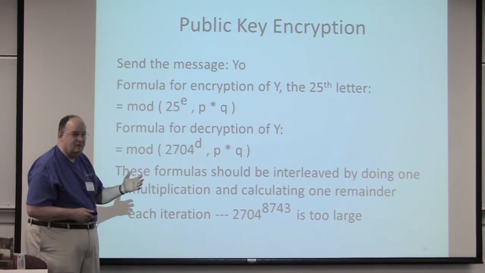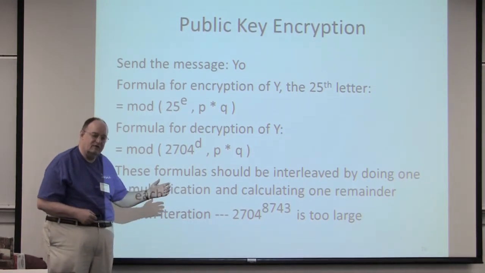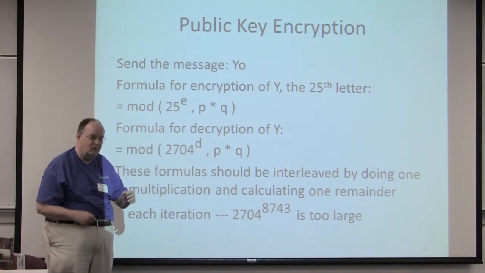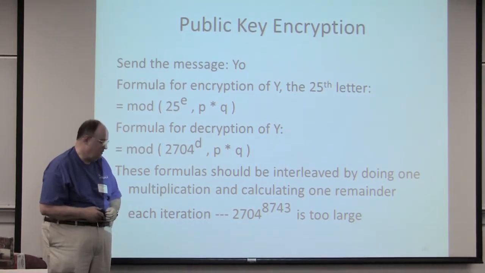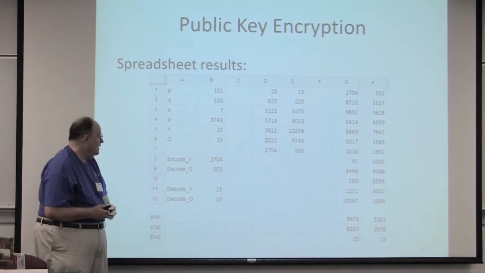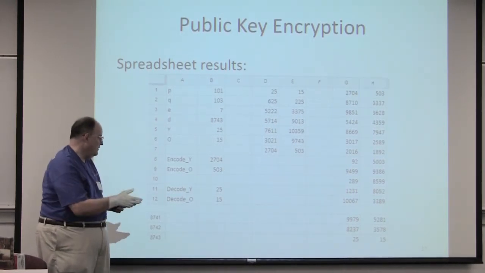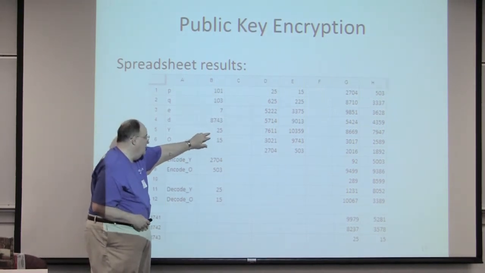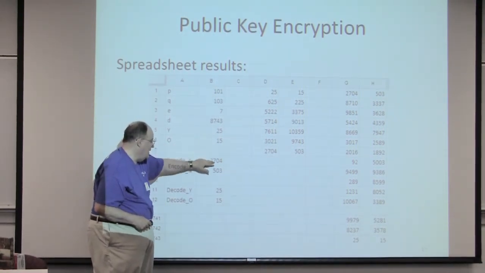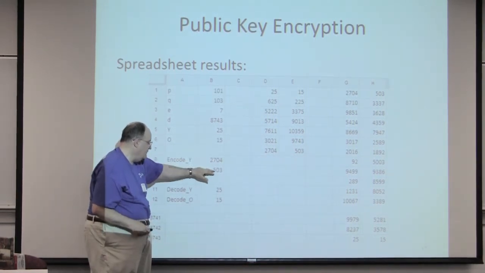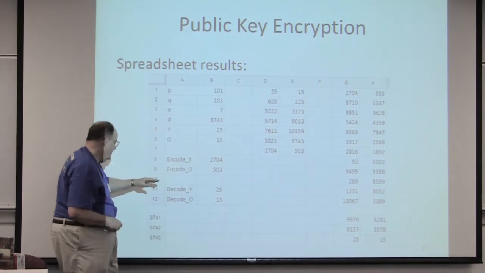We can interleave. We can do a multiplication, get the remainder, do a multiplication, get the remainder, back and forth, back and forth. That keeps the numbers from getting too big. All right, here is the model, the results of the model. We're taking Y and O. Y is converted from 25 to 2,704. O is converted from 15 to 503, and then we convert them back.